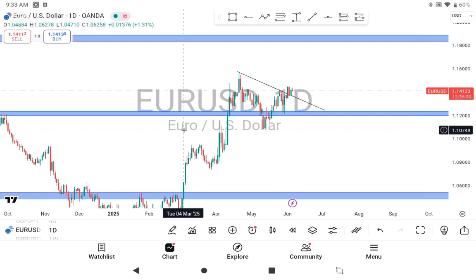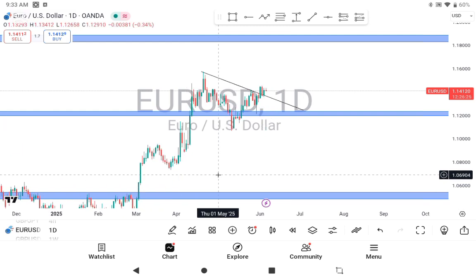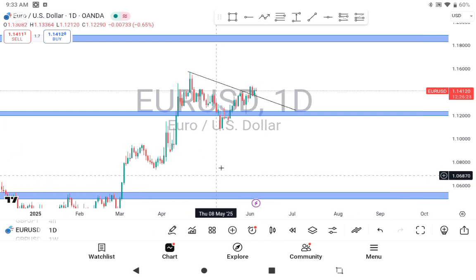Now right in front of me, I have the EURUSD on the daily time frame. Now let's proceed with the chart analysis on EURUSD.